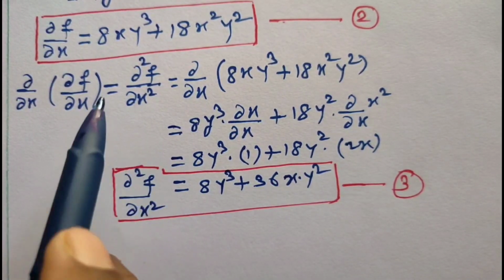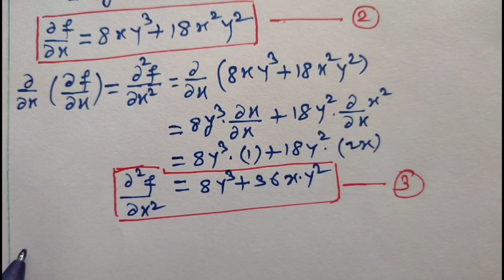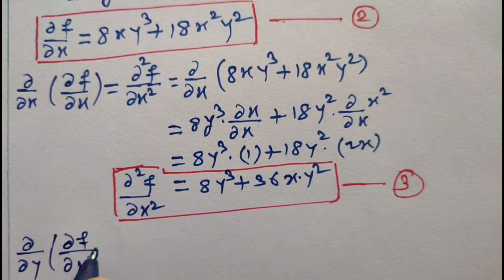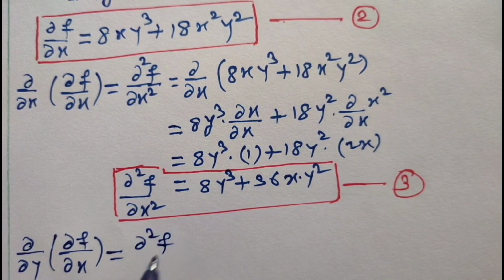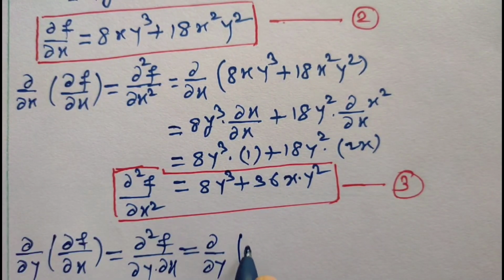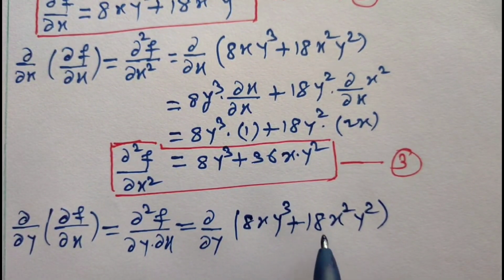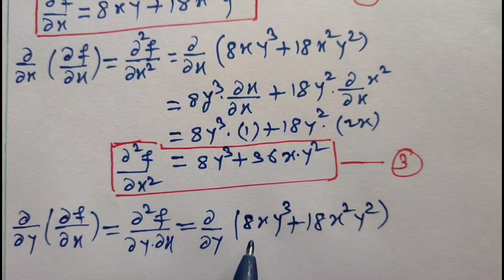Now both sides of result number 2 we have to partially differentiate with respect to y. Hence partial derivative with respect to y of left hand side ∂f/∂x. This becomes ∂²f/∂y∂x is equal to partial derivative with respect to y of right hand side. Right hand side of result number 2 is this one, 8 times xy cube plus 18 times x square y square. Partially differentiate with respect to y means considering x and function of x as constant. Here 8x becomes constant coefficient and here 18x square becomes constant coefficient.